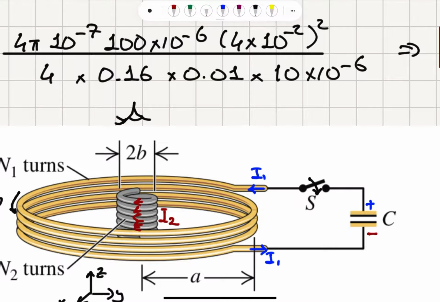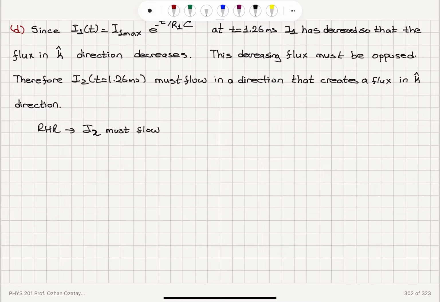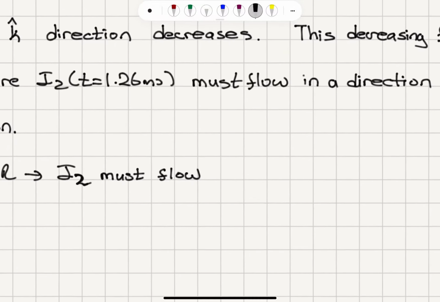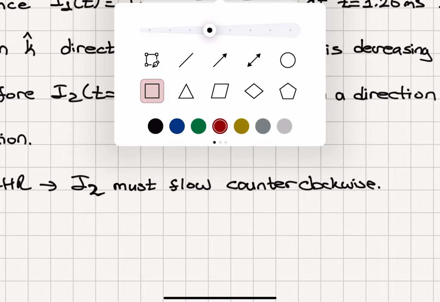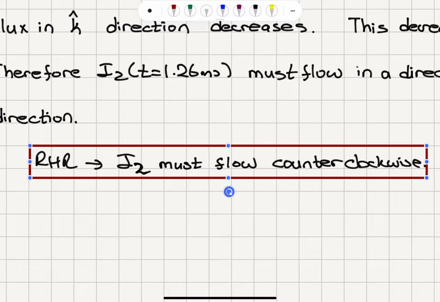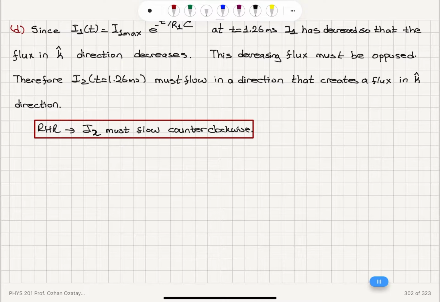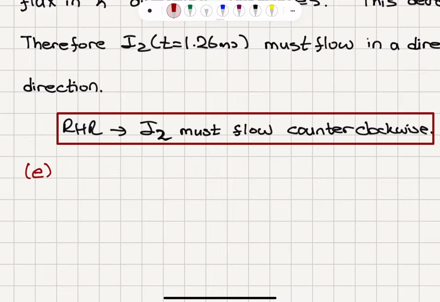So with the right hand rule, the direction of I2 must change. First it was clockwise to create a flux in minus k-hat direction. Now it must flow counterclockwise in order to create a flux in k-hat direction, opposing the decreasing flux in k-hat direction. So it must flow counterclockwise. So that's my answer to part D of this question. I2 must flow counterclockwise at one time constant in order to oppose the decreasing flux in k-hat direction. Let's move on to part E.